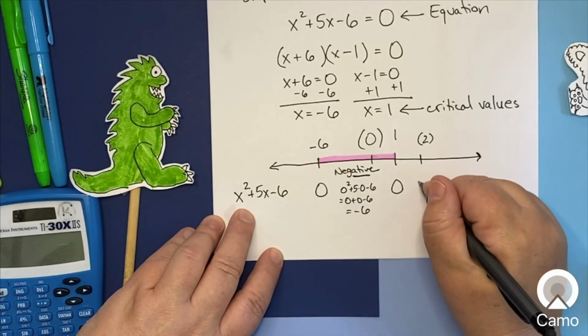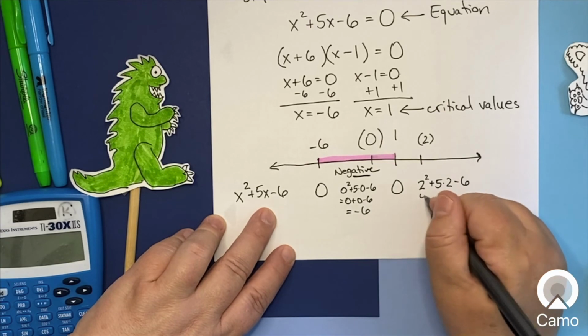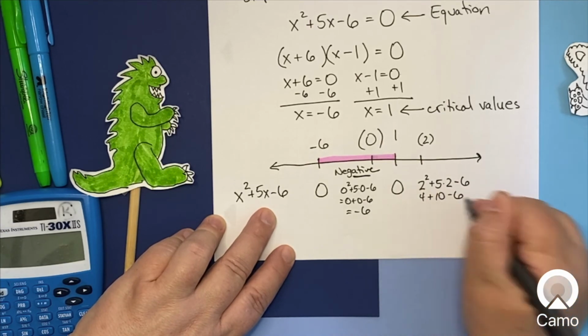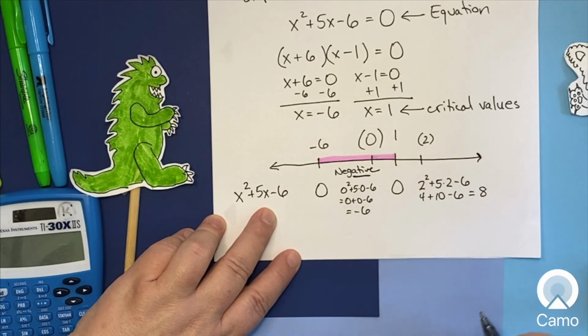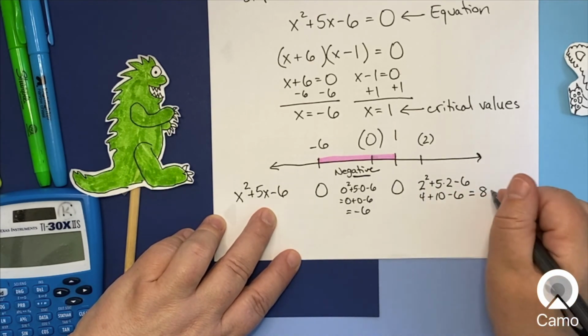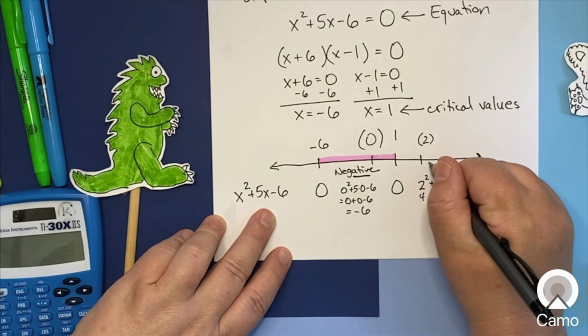And I get 2 squared plus 5 times 2 minus 6. So that's 4 plus 10 minus 6. 14 minus 6 is 8. That's positive. Right? So this is positive.